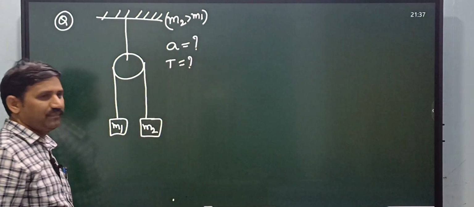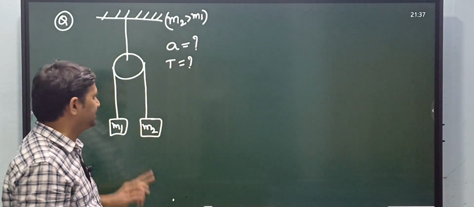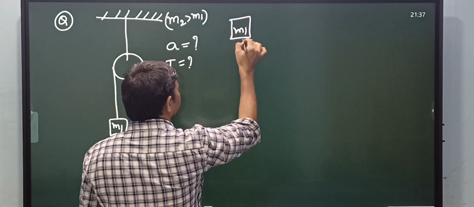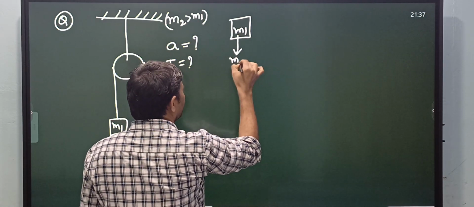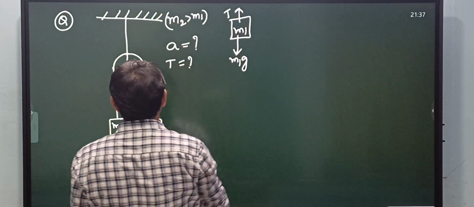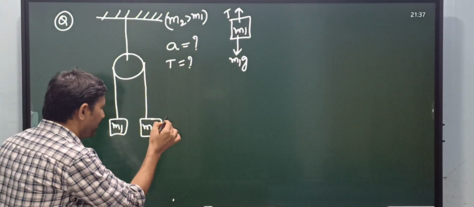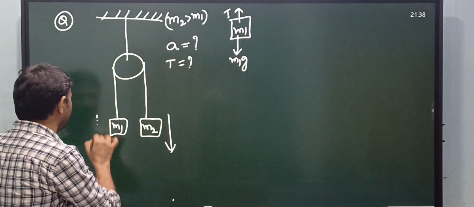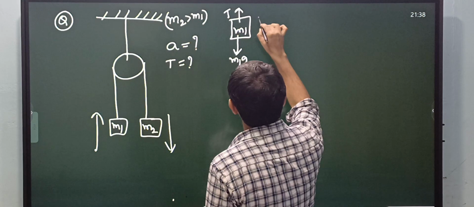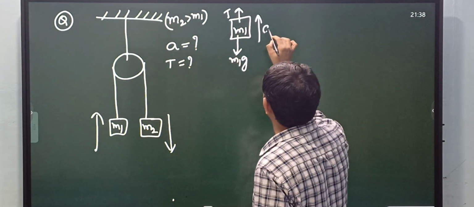So here, first you draw the free body diagram of mass m1 and mass m2. This mass is m1, so weight m1g downward and tension T upward. Here m2 is greater than m1, which means the m2 body moves in the downward direction and the m1 body moves in the upward direction. So the m1 body has acceleration A in the upward direction.